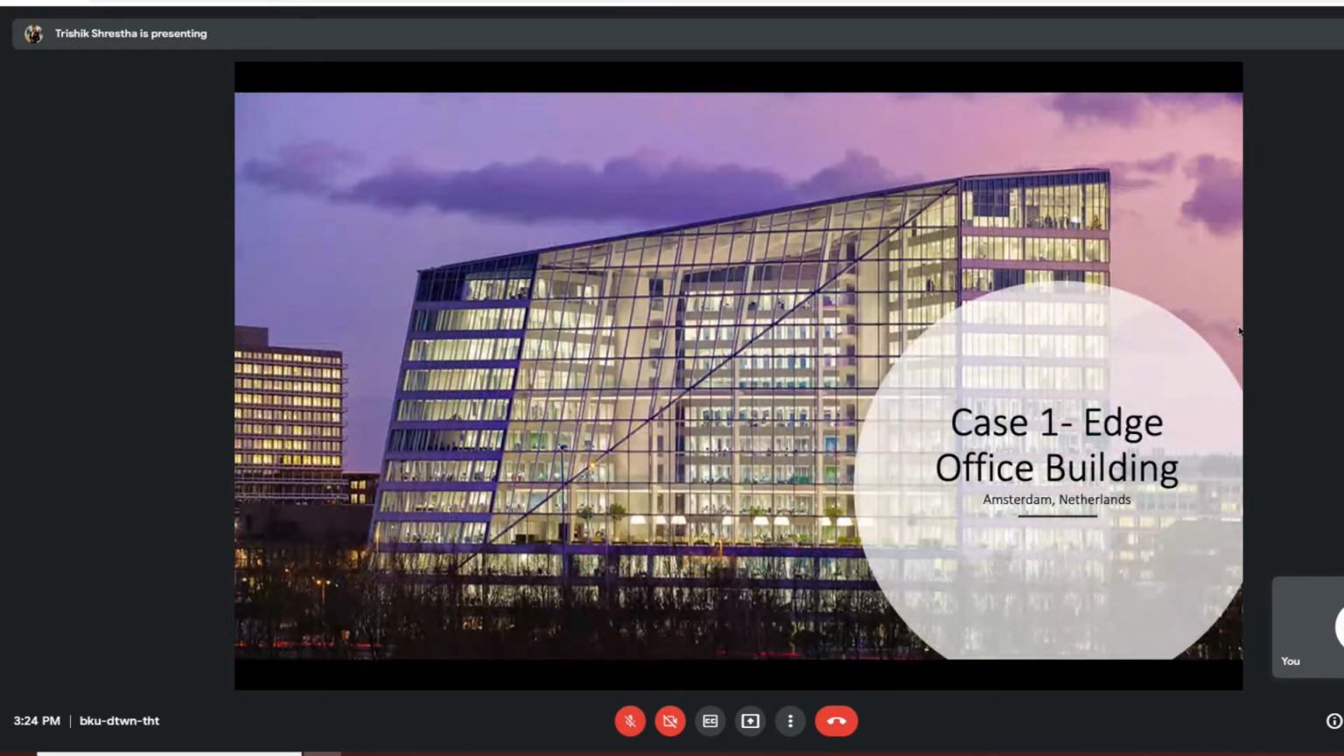This is the office building of Deloitte in Amsterdam, Netherlands. This is the most sustainable, energy positive office building in the world. Did you just hear the word that I used? Energy positive. Do you know what that means?